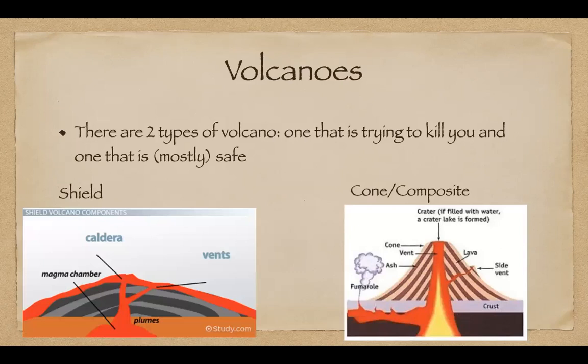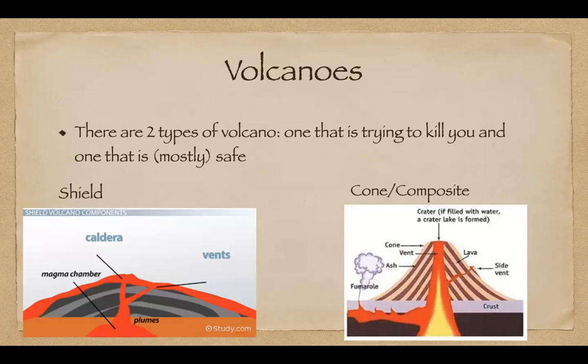First thing you need to know, 2 types of volcano. One that is trying to kill you and one that is kind of safe to live next to. It's not safe in that you can let it get lava on your body, obviously, but it's safe in that it doesn't explode. So what I would do, and I strongly recommend this, is to draw the pictures because there will be images that you're going to have to identify on future assignments. So please make sure you draw the pictures.